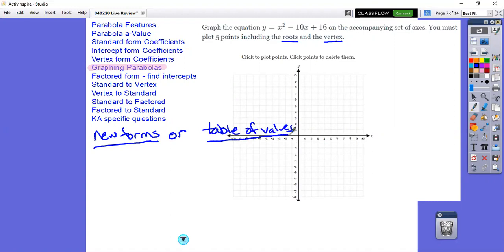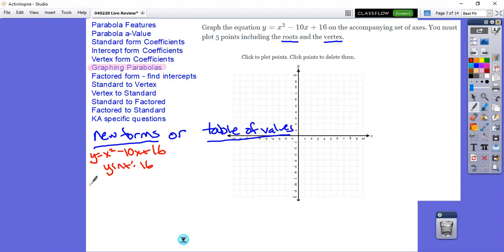Okay, and you can use either one of these options as you go through this. If I talk about new forms, this first form that we have, y equals x squared minus 10x plus 16, is my standard form, and it gives me my y-intercept to be 16. Doesn't help me with graphing because I can't put a point at 16 on this graph.